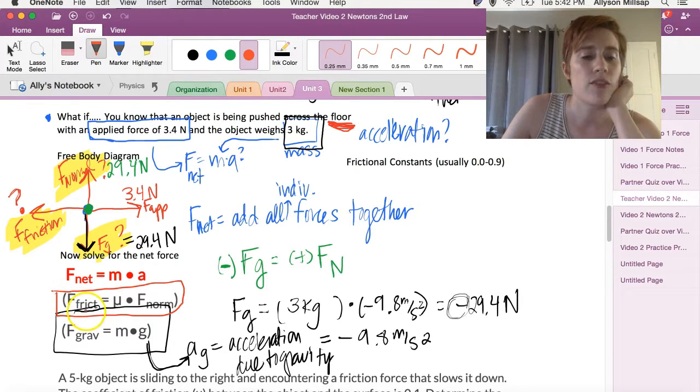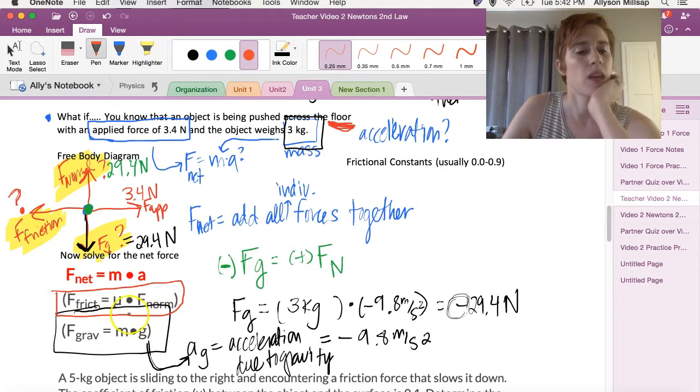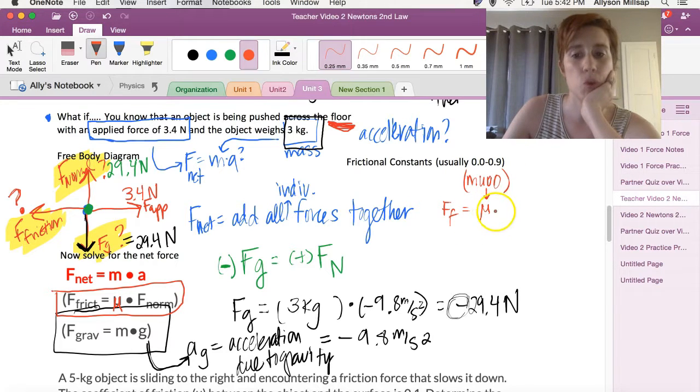F of friction just means the force of friction. This weird little symbol, it's a U with a teardrop. I'm actually going to write it over here so I have more room. The friction force is this guy. It's pronounced mu. This is called mu, and mu stands for the coefficient of friction.